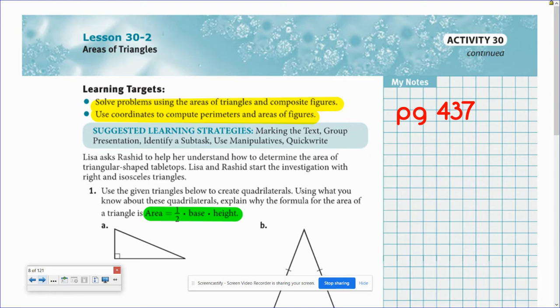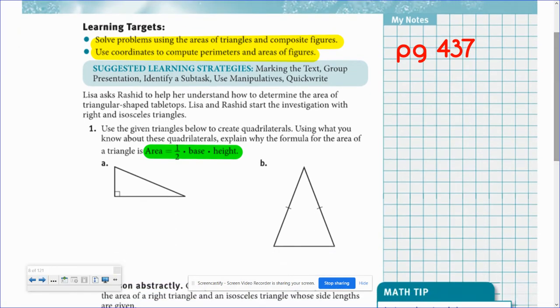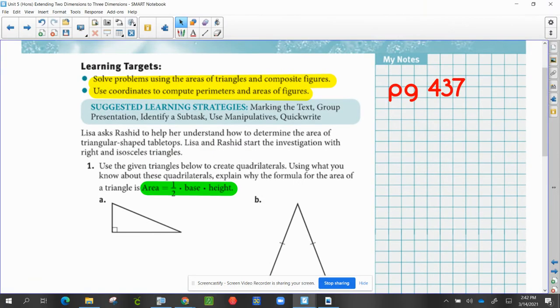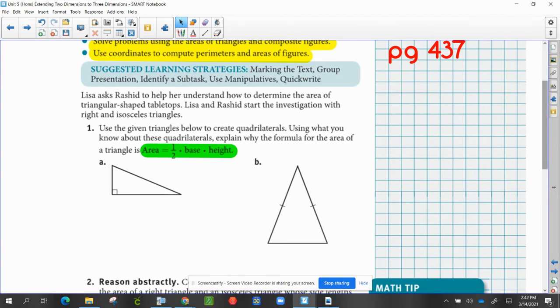Okay, so we have these pictures of these triangles here, and hopefully you remember that the area of a triangle is 1/2 the base times the height. Now when we're talking about base and height, remember those distances always have to be perpendicular to each other. So in triangle A, your base would be down here. Here's my base. Here's my height, because that's where we have our right angle.